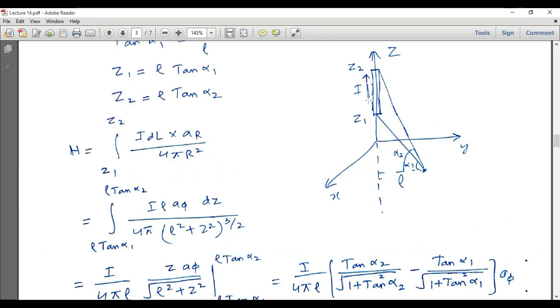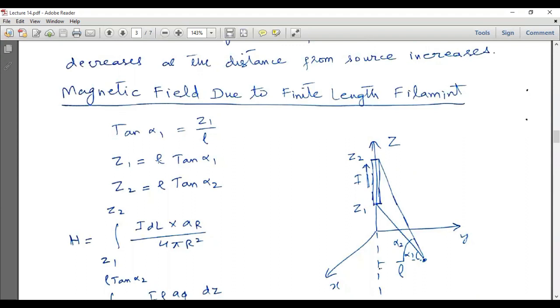So the same current I is flowing in this direction, which is upward, and now we have to define two angles. So this is angle alpha 1, which is being made with this point z1, and this is angle alpha 2, and this alpha 2 is the angle which this rho vector is making with this vector. So that vector is actually terminating at this point z2. So from here z1 is equal to rho tangent alpha 1, and z2 is equal to rho tangent alpha 2.